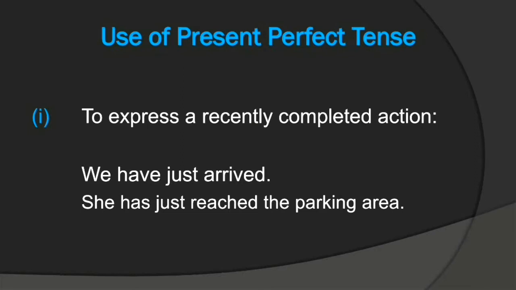Now, use of present perfect tense. There are 6 uses of present perfect tense. Number 1. Present perfect tense is used to express a recently completed action.